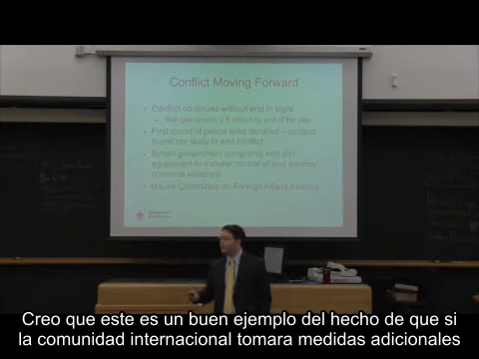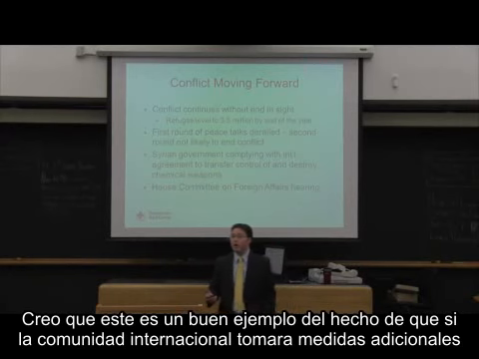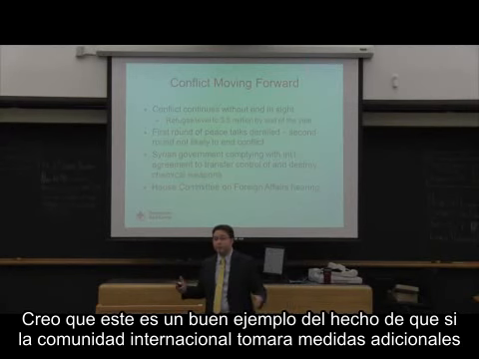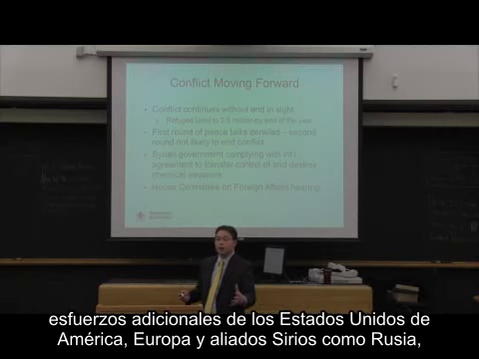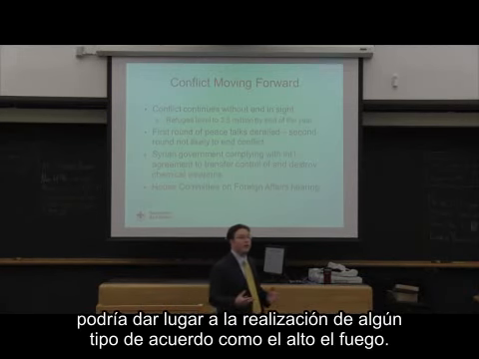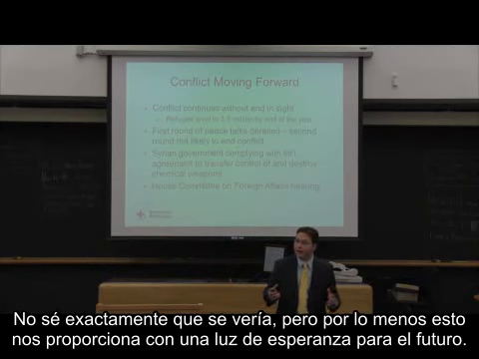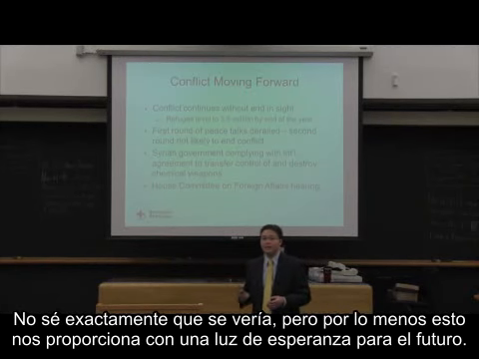So I think it's a good example where if the international community were to take additional steps and continue to push from a variety of different parties, both certainly from the United States and others in Europe, but also from Syrian allies such as Russia and elsewhere, that we might be able to come to some sort of an agreement, a ceasefire, something else. I don't know what that would look like, but at least this kind of provides a glimmer of hope for the future.